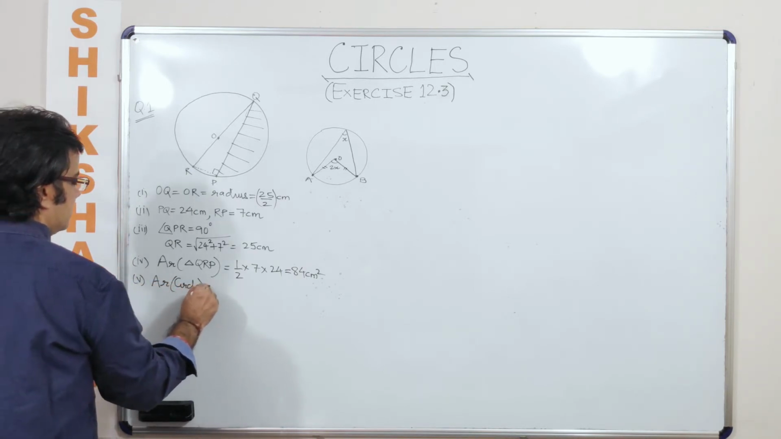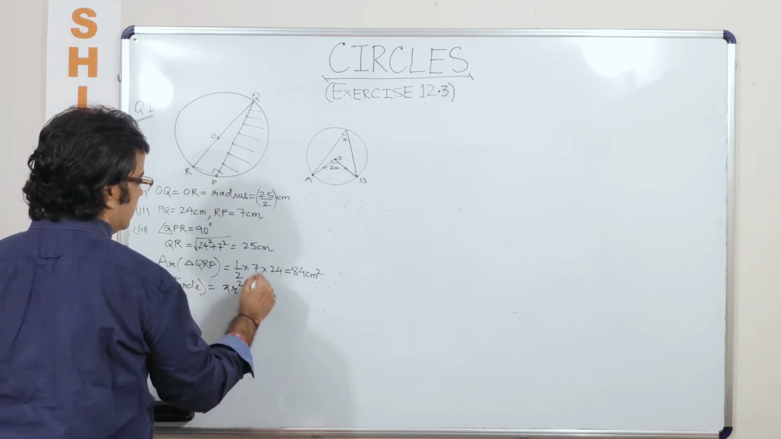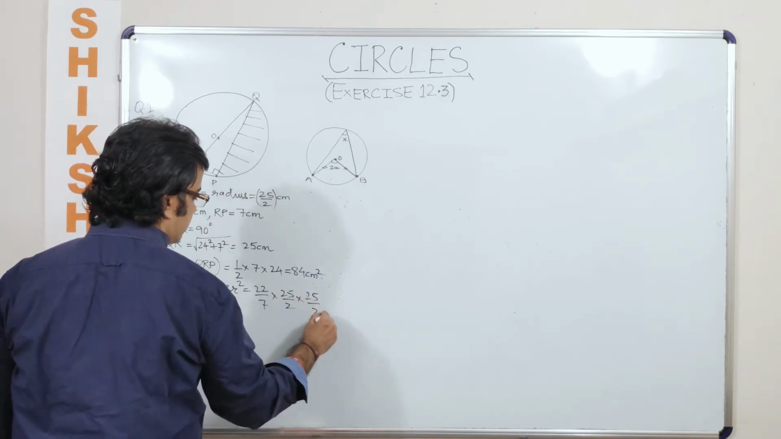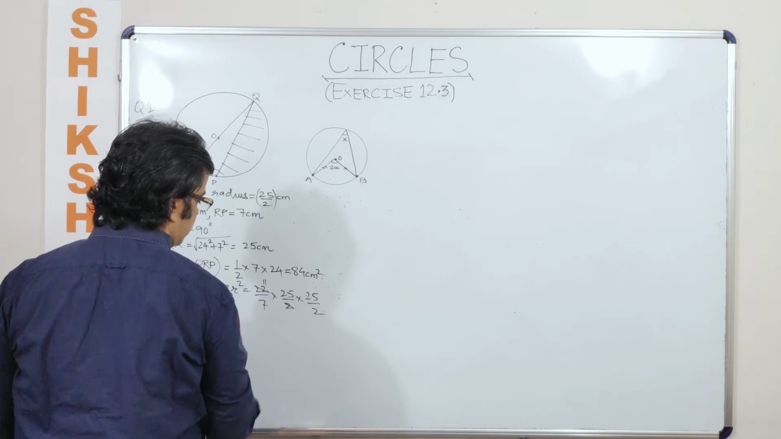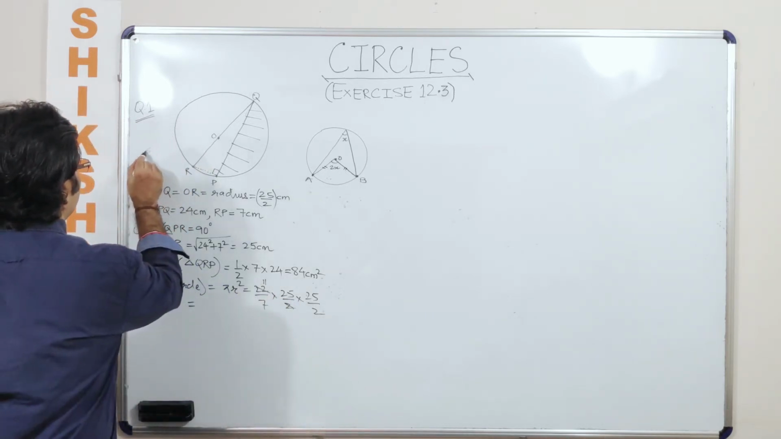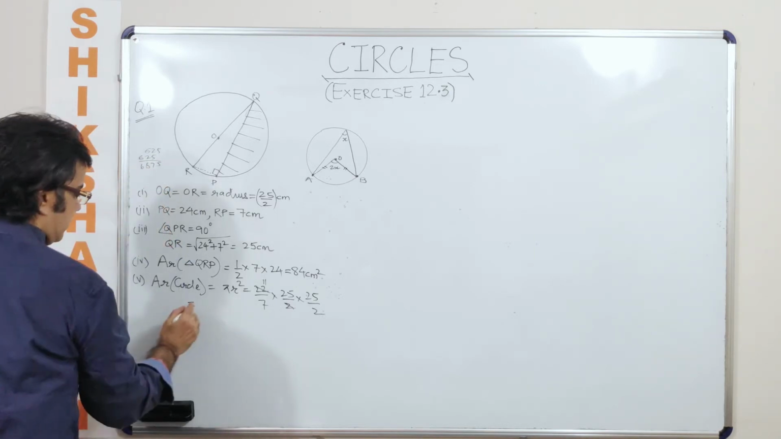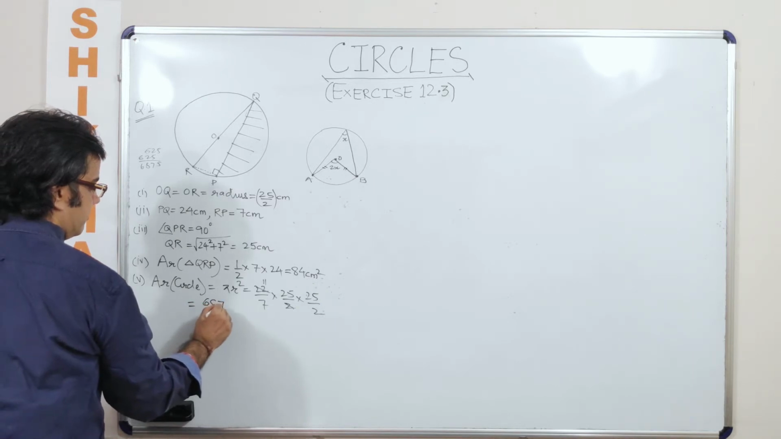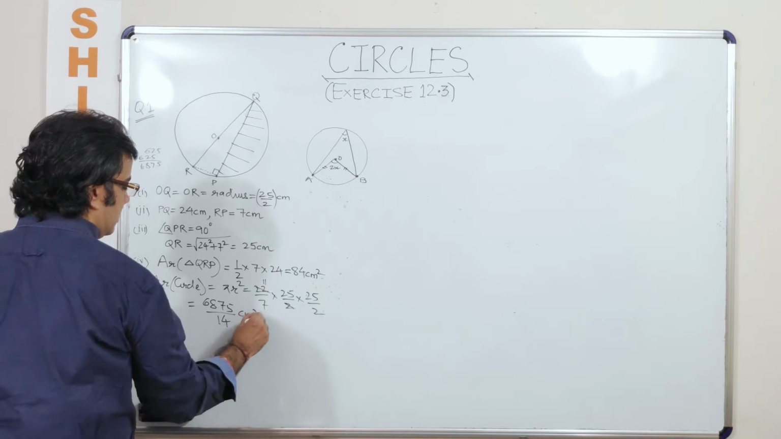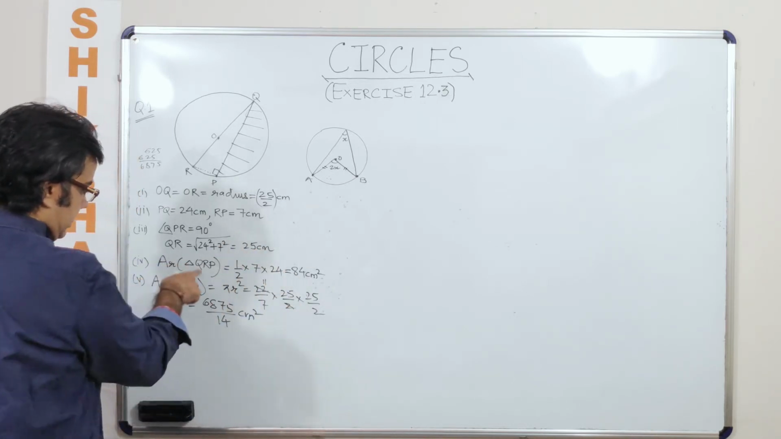So area of the circle is pi r square, which is 22 by 7, and you know that the radius is 25 by 2. So let us say this works out to be 625 and another 625. So this works out to be 6875 by 14 centimeter square. Now this is the area of the circle.